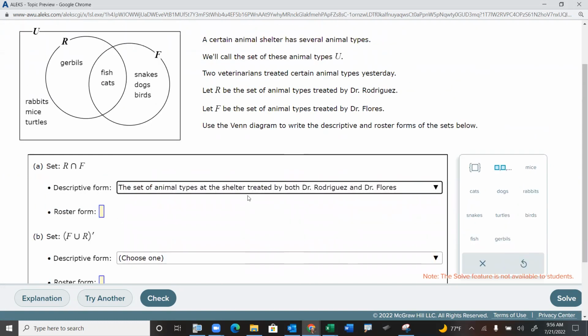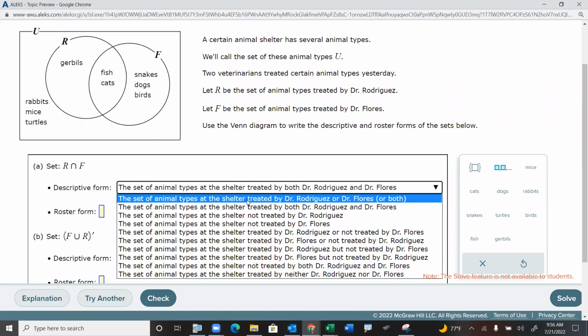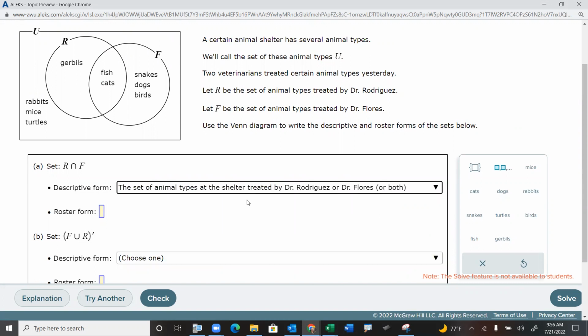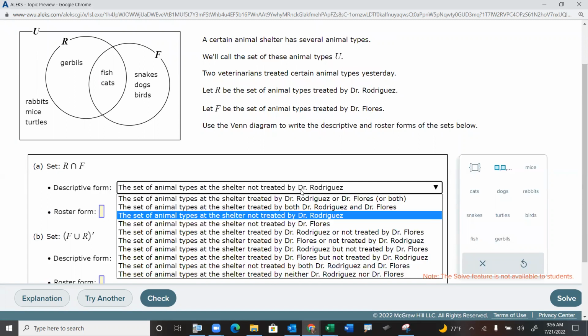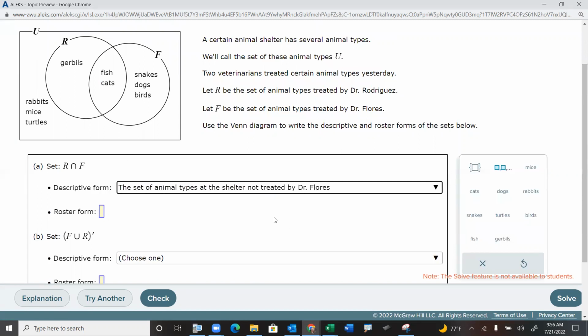Okay, but for the sake of learning, what are we going to do with all the others? Well, what do the others represent? So this first one represents Rodriguez or Flores. That means everything in here. So gerbils, fish, cats, snakes, dogs, birds. This one means set of animals at the shelter not treated by Dr. Rodriguez. So anything outside of the Rodriguez circle: snakes, dogs, birds, rabbits, mice, turtles. This one is similar. Those animals not treated by Flores: gerbils, rabbits, mice, turtles. Everything out of the Flores circle.